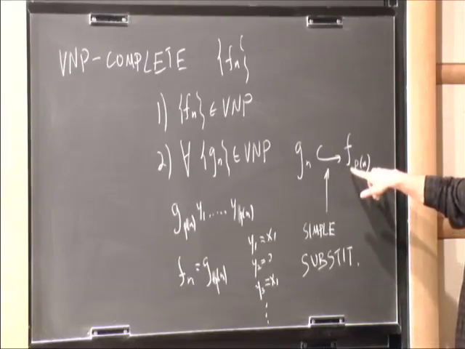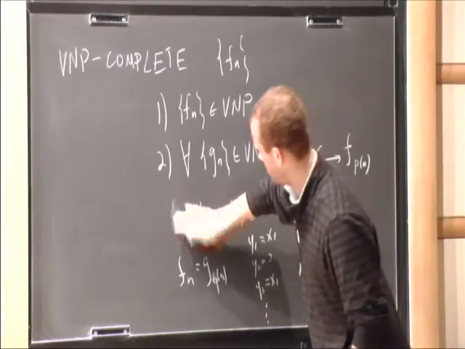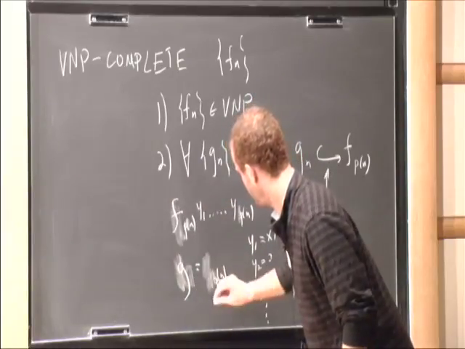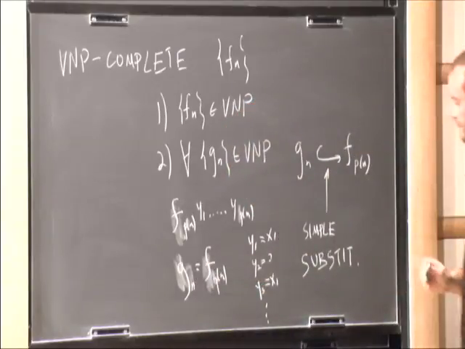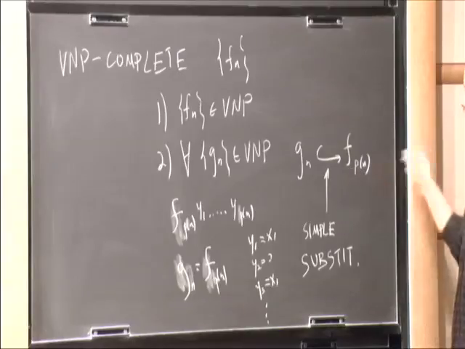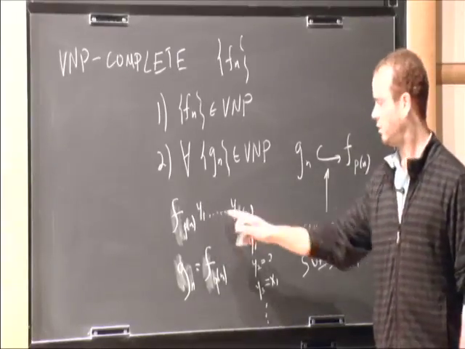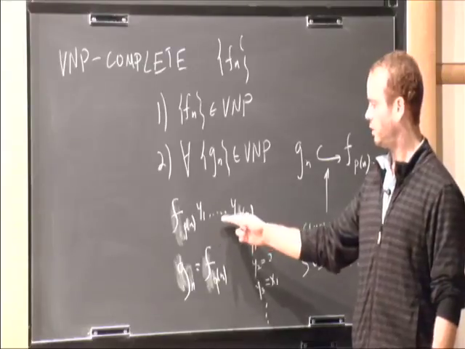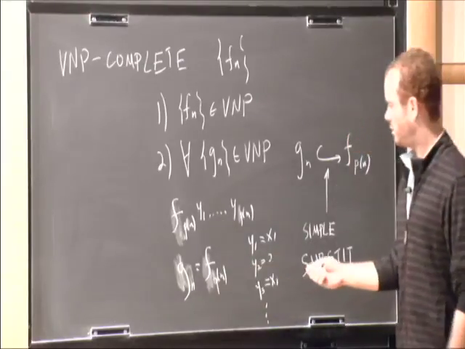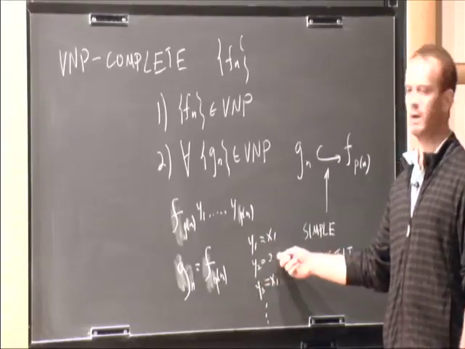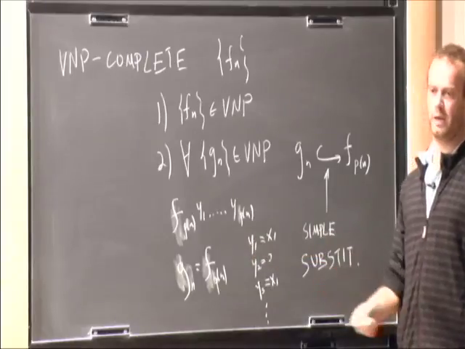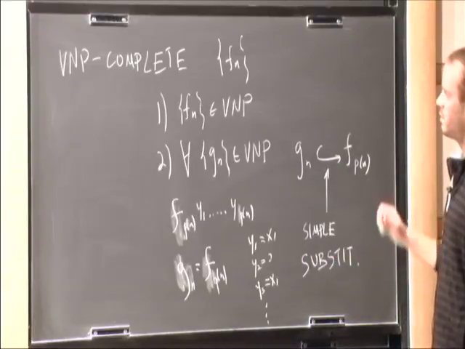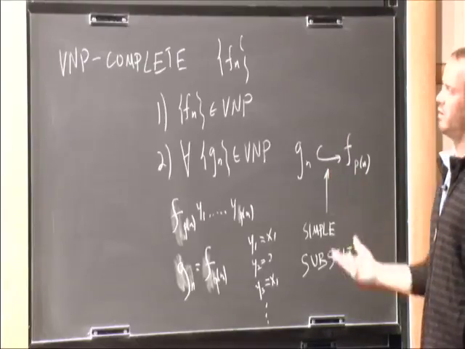So fn is a polynomial in many variables, which let's call y1 to ypn. Now g is a polynomial in x's. So how do we get from a polynomial in many variables to a polynomial in n variables? Instead of y1, we just write x1. Instead of y2, we write 0. We can substitute every yi by either a variable xj or a field element. So these are the two things we are allowed to do. So this is what we call a VNP-complete problem.